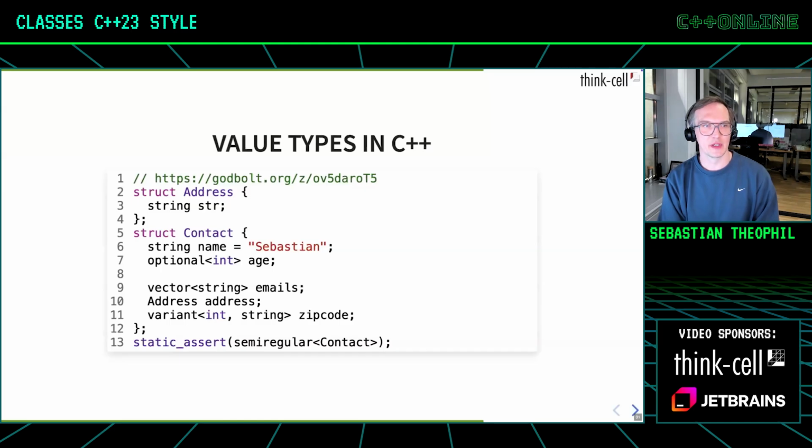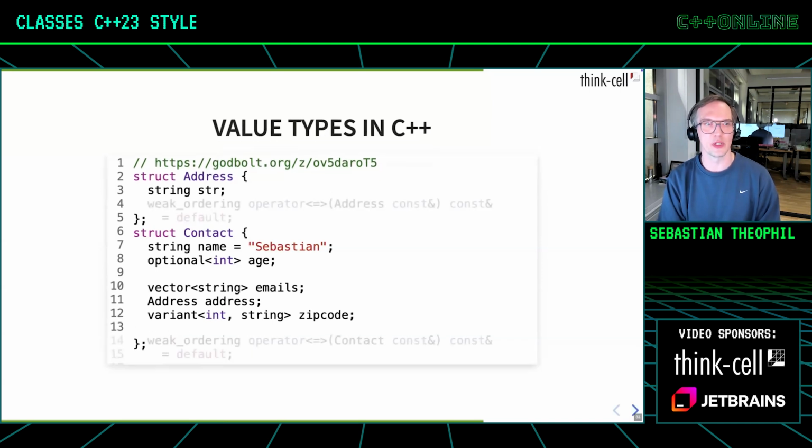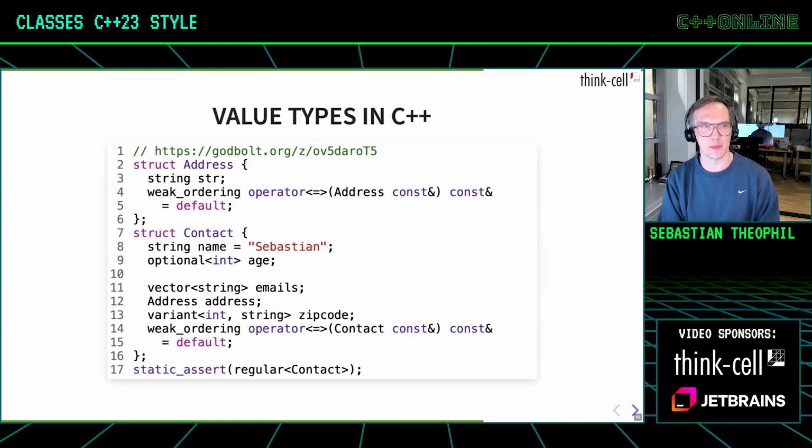For value types, I've shown you how to make value types semi-regular. That was very easy. You didn't have to do anything. How to make them regular types, how to implement comparison, is very easy as well, because we can also use the automatically generated spaceship operator for that. By default, this will also do a member-wise comparison on all your members. So here, this works for contact because it works for all members of contact, including address, because for address, we implemented, again, the default spaceship operator. Now we have a regular type.